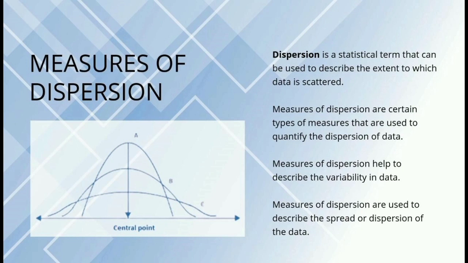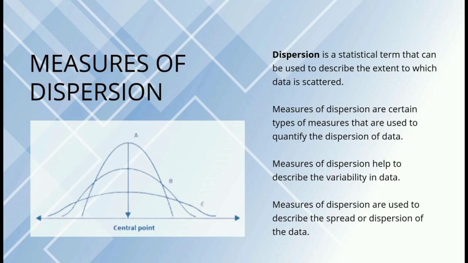Measures of dispersion help to describe the variability in data and are used to describe the spread or dispersion of data. So what this means is that dispersion is a term we can use to describe the scatteredness, the spread, or the distribution of data within a given dataset.